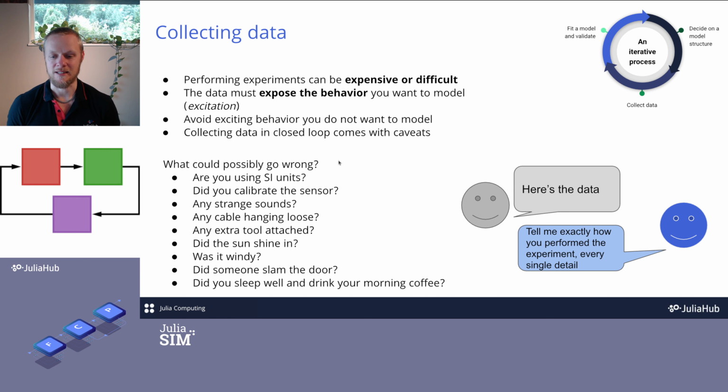The last one here is a bit of a joke, but there are so many things that can go wrong, and you need to be aware of all of these things, both you that estimate the model and your colleague that collects the data. So in the best of worlds, you will actually be present. If you are estimating the model, you should probably try to be present when you collect the data and collaborate with your colleague to make sure that the experiment is performed in a way suitable for system identification.